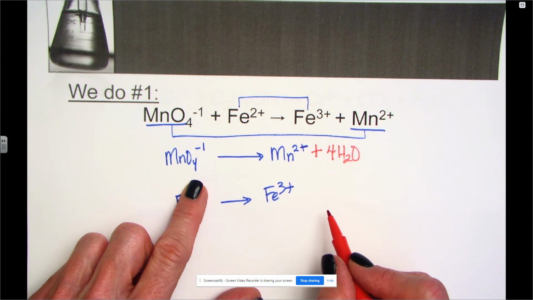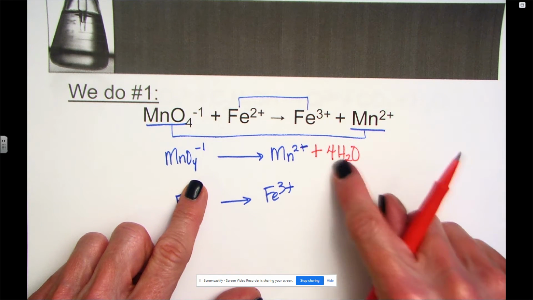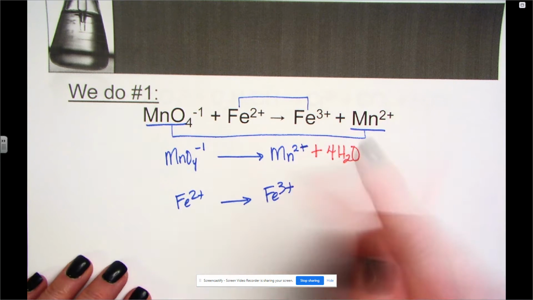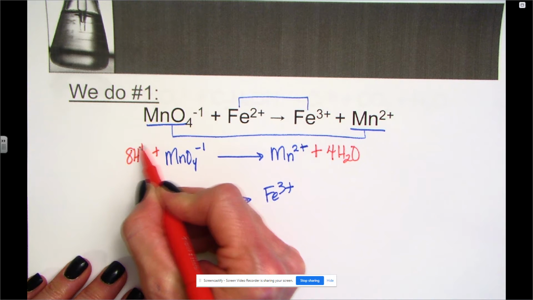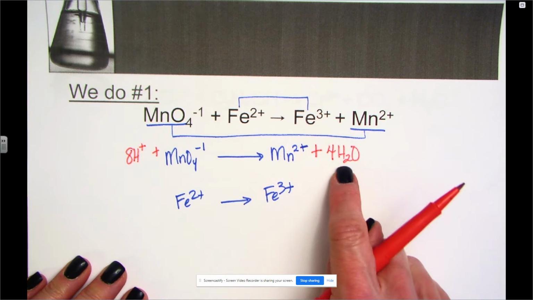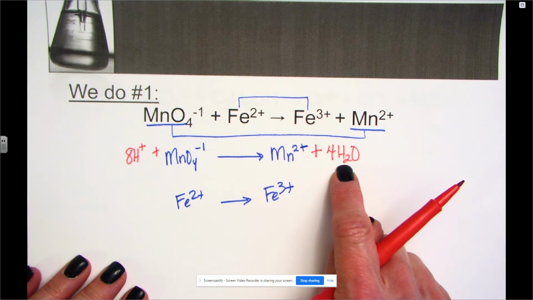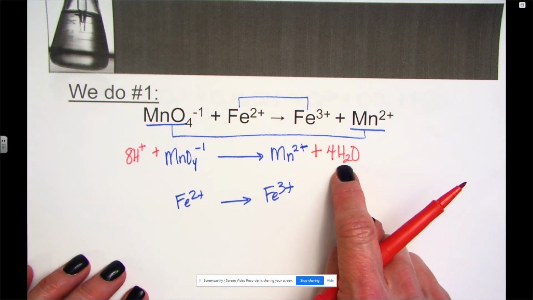Next, balance your hydrogens using hydrogen ions. So 4 times 2 is 8 hydrogens. So come back over here and you're going to put 8 hydrogen ions. That gives you 8 hydrogens and 8 hydrogens. Next, you're going to balance your charge using electrons.